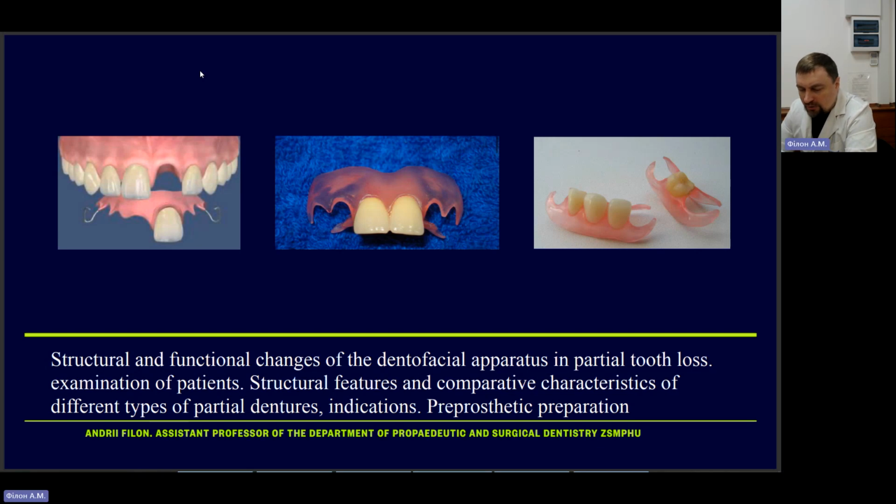Today we're going to talk about structural and functional changes of the dentofacial apparatus in facial tooth loss, examination of patients, structural features and comparative characteristics of different types of dentures, indications, and prosthetic preparation.